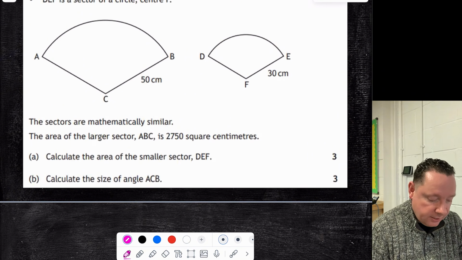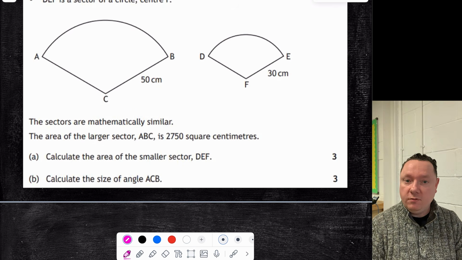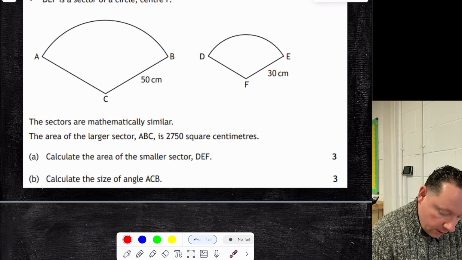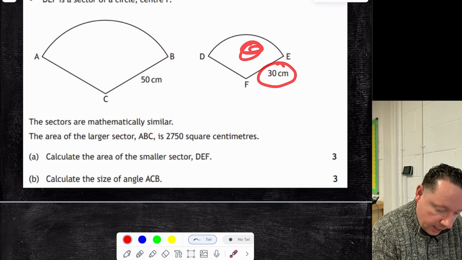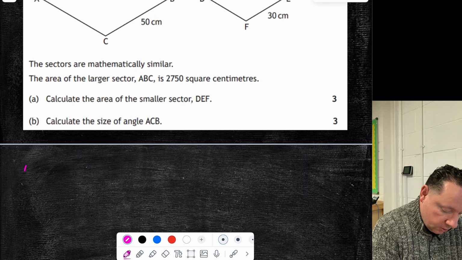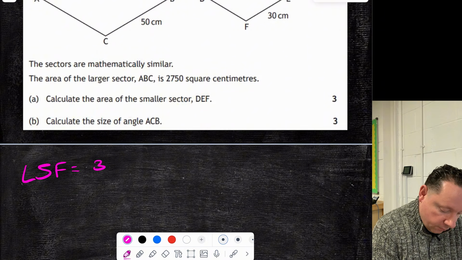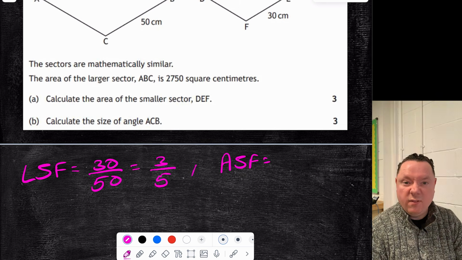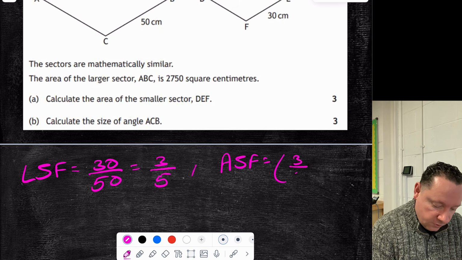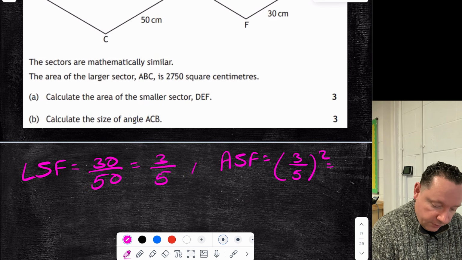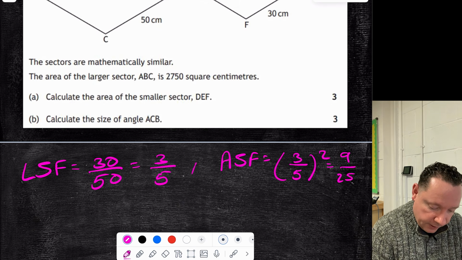So we're using area scale factor. So we need to find the linear scale factor first and then find the area scale factor. So we start with the smaller side, 30, over the big side, 50. So our linear scale factor is 30 over 50, or you can simplify that to 3/5 if you want, which means our area scale factor, remember, we'll just square that scale factor. 3/5 squared. Calculator paper, so you can just do 3 threes is 9, 5 fives is 25 in the calculator.